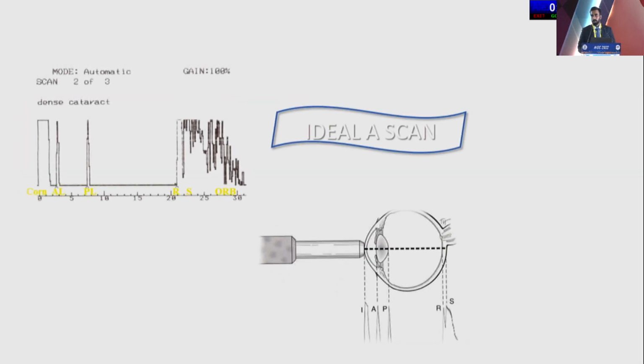So this is what an ideal A scan should look like. It should have good hyperechoic waves, with the first wave coming from the probe, as I mentioned, and a good spike from the anterior lens capsule, and another good spike from the posterior lens capsule, following the retinal spike, and then the scleral spikes. There should be no echoes in the vitreous cavity space.